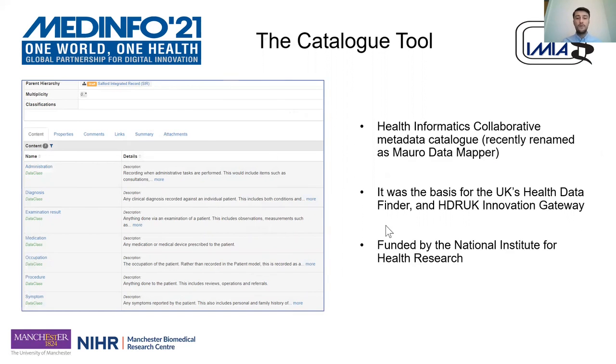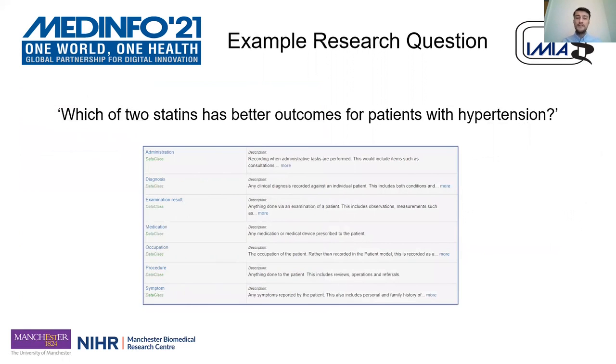To give you an idea of what the participants were asked to do, here is an example of one of the research questions. The question relates to the Salford Integrated Record, which is an electronic health record database and one of the 5 databases used in this study. Here you can see a screenshot of the metadata for this database.